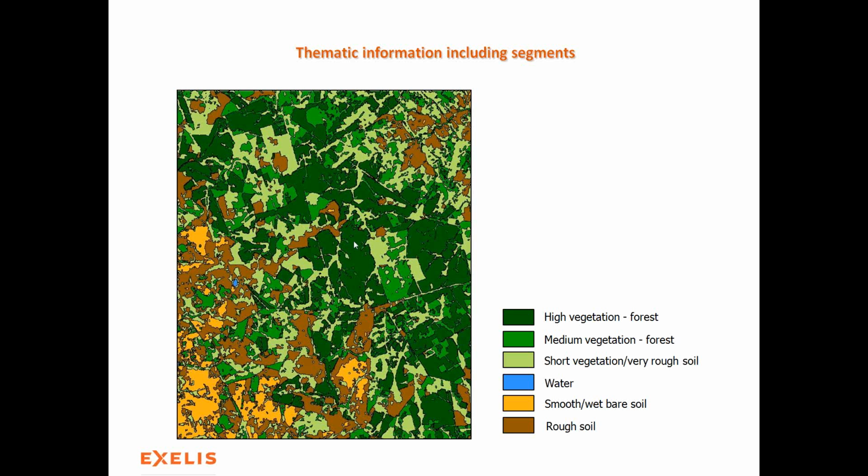And now classification has been run on this segmented image, which very clearly highlights the bare soil region. So we can see bare soil around here in sort of browns and oranges, and the forestation areas in dark and lighter green.